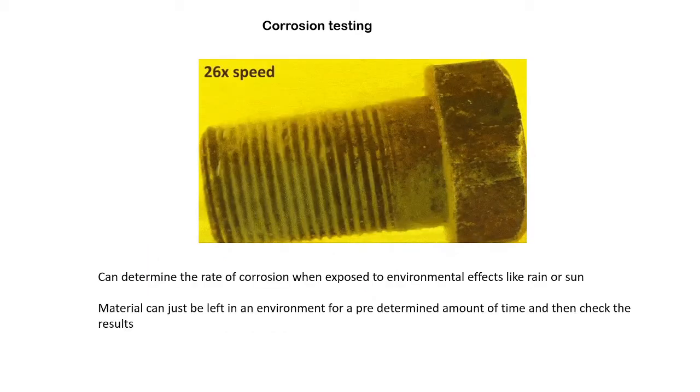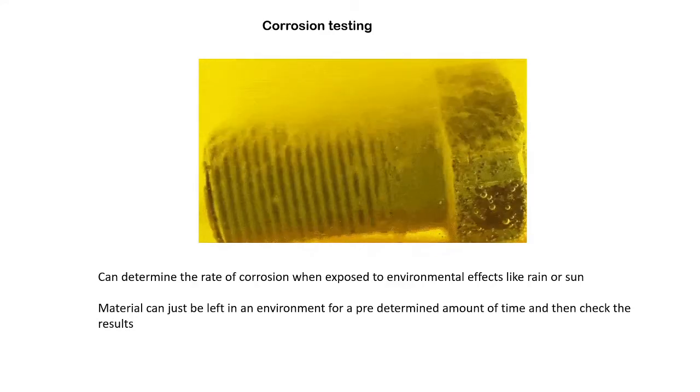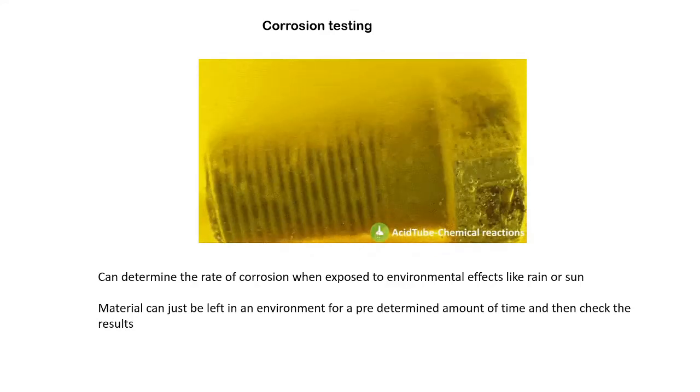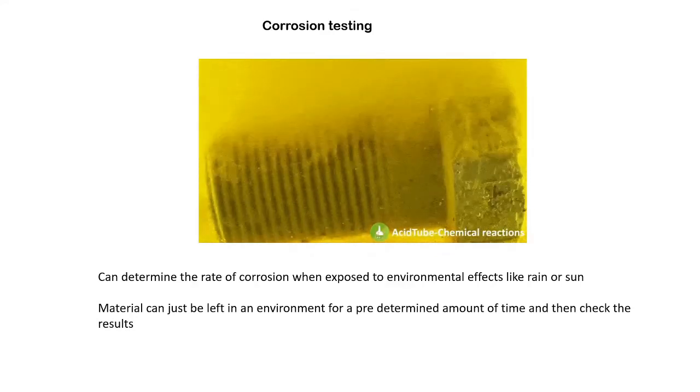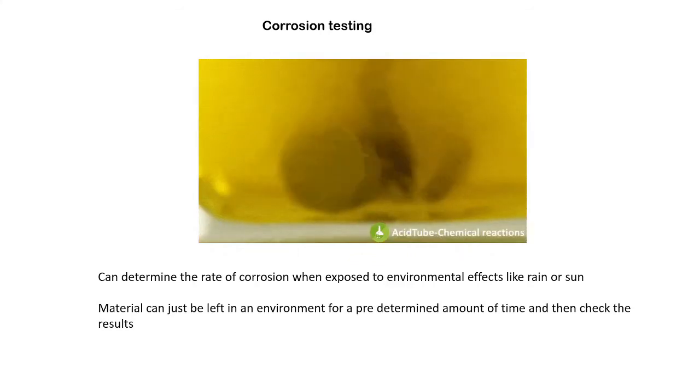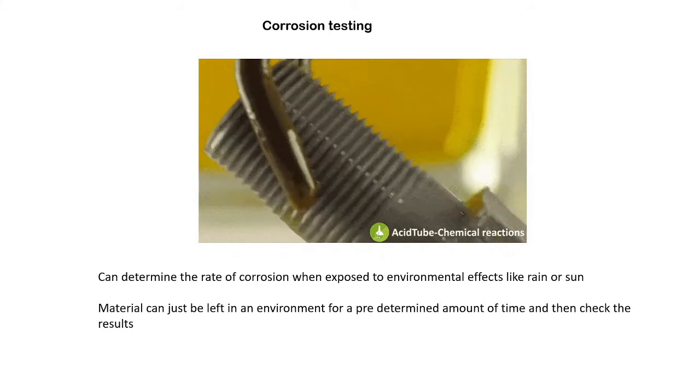Corrosion testing. So this basically determines how fast something will corrode when exposed to environmental effects like the rain or the sun, or it could also be to do with chemicals like bleach or that sort of thing, depending on what you're trying to do.